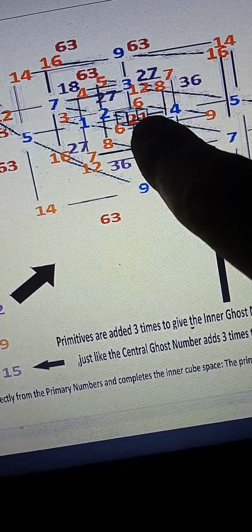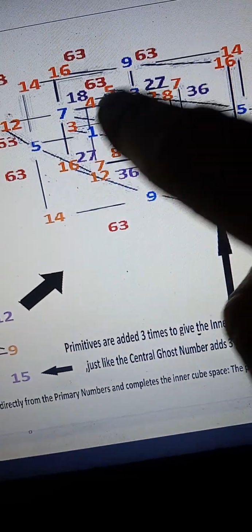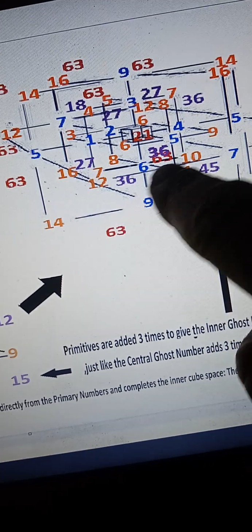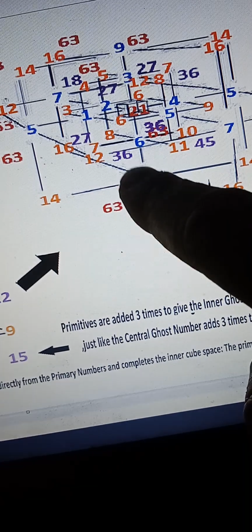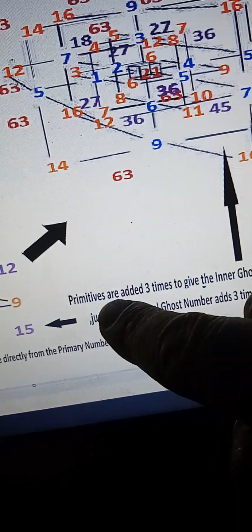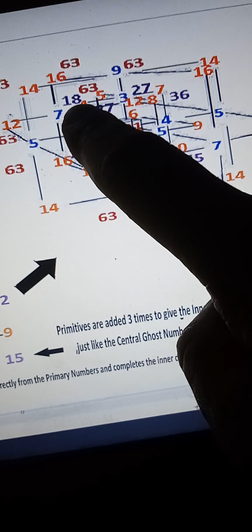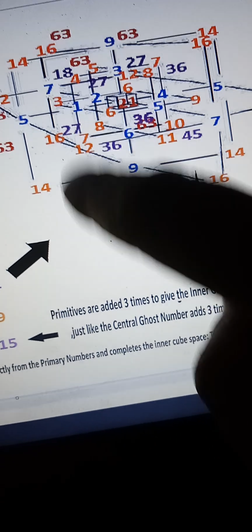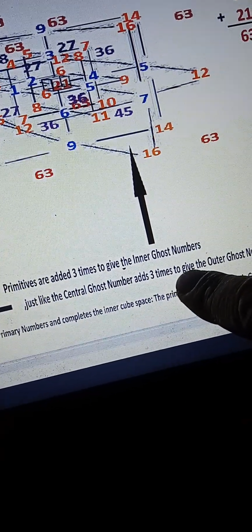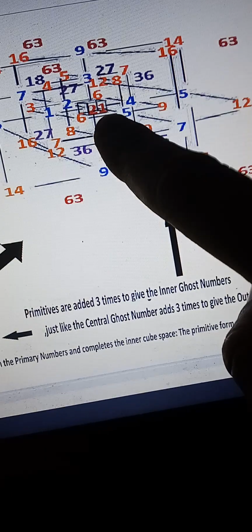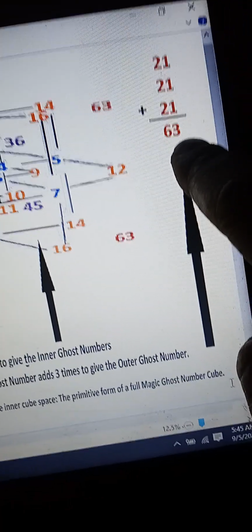And the primitives are added 3 times to give the inner ghost numbers. The inner ghost numbers, not the central ghost number, the inner ghost numbers. 18, 27, 27, 36, 27, 36, 36, and 45. They're colored the same color as the primitives because the primitives are the ones that you add 3 times to give these inner ghost numbers. Just like the central ghost number adds 3 times to give the outer ghost number. 21 added 3 times is 63.